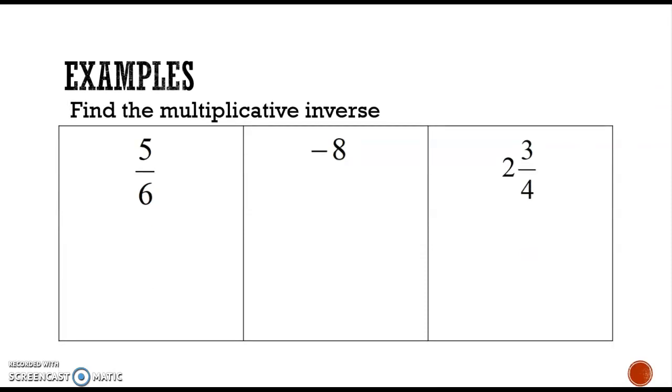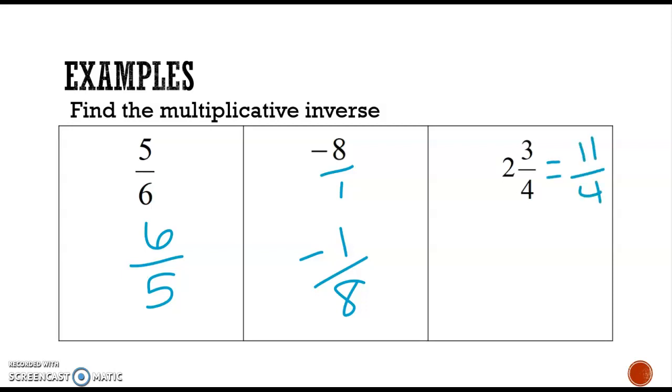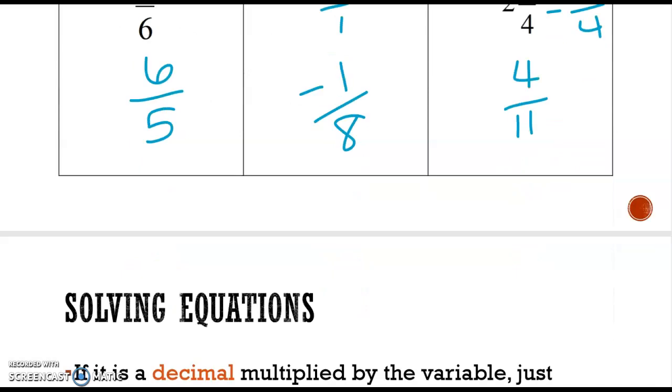5/6, we are going to switch to 6/5. -8, remember we can always put a 1 in the denominator, so when we flip it, we're going to get -1/8. This last one, because it is a mixed number, our first step is to change it to improper. So 2 times 4 is 8, plus 3 is 11. So as an improper fraction, this equals 11/4. Now when we flip it to take the multiplicative inverse, that is 4/11.